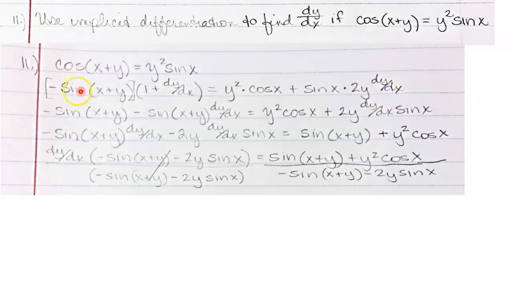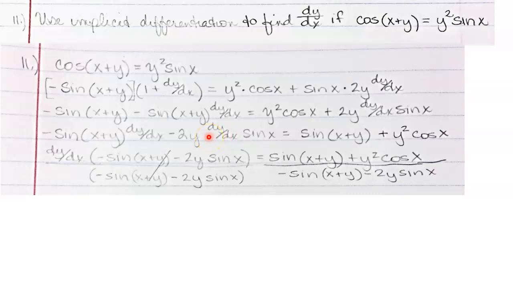All right, so over here, I've got this negative sine quantity being multiplied by 1 plus dy/dx. I'm going to need to distribute that. So the negative sine quantity times 1 is negative sine quantity, and the negative sine quantity times dy/dx is the negative sine quantity dy/dx. Then I want to get everything that has a dy/dx with it on the left-hand side and everything else on the right-hand side. So this piece is going to add over to the right, this piece is going to stay on the left, this piece is going to stay on the right, and this piece is going to subtract over to the left.